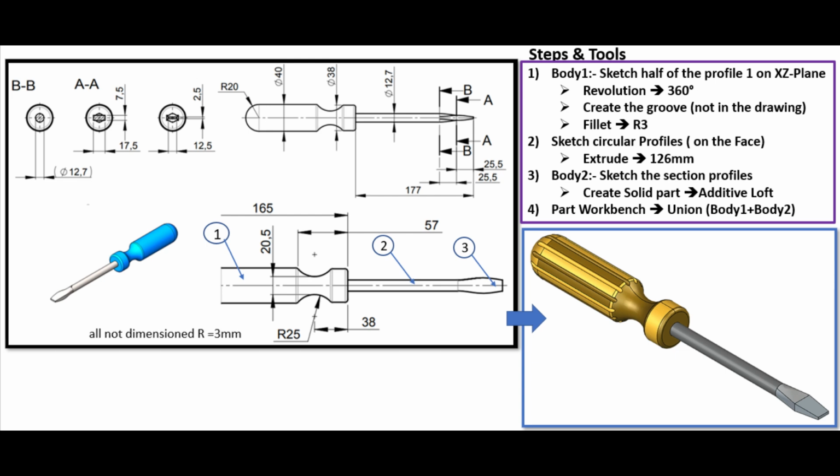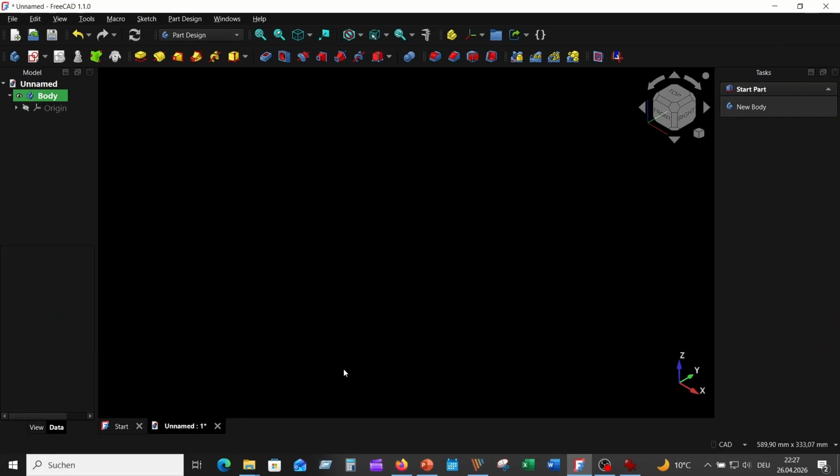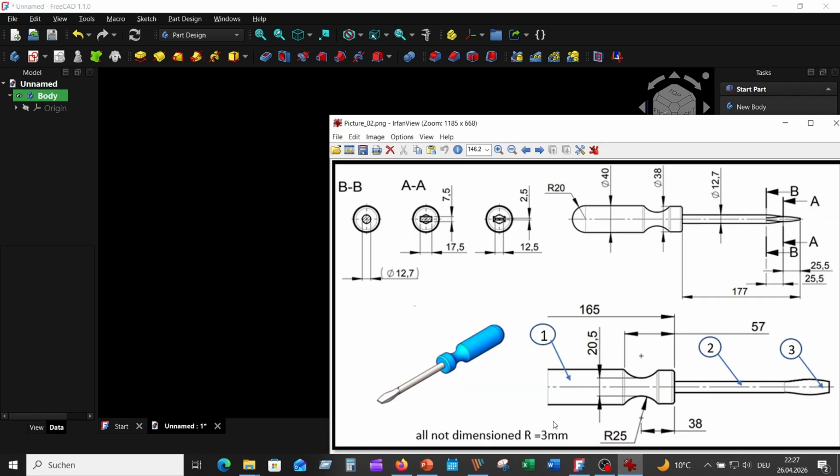As you know, there are several ways or steps to create this 3D solid part. Here you find the steps and the tools that I used to convert this 2D drawing into a 3D solid part. In step 1, we sketch half of the middle section without the grooves and create a solid part with the help of the Revolution tool.